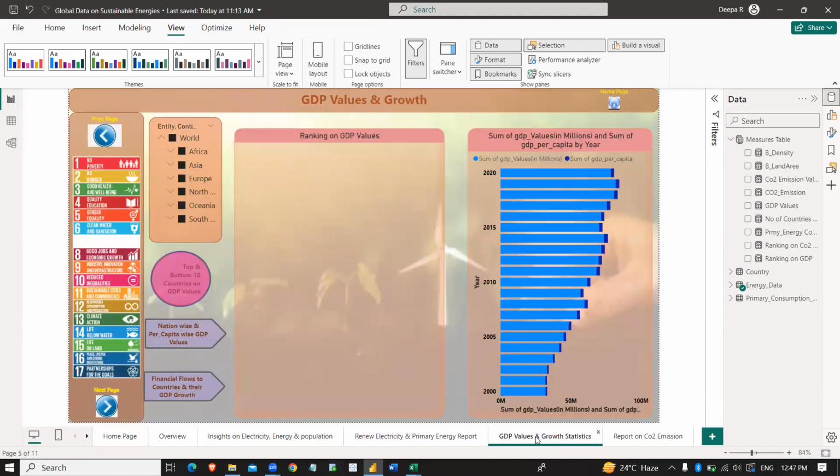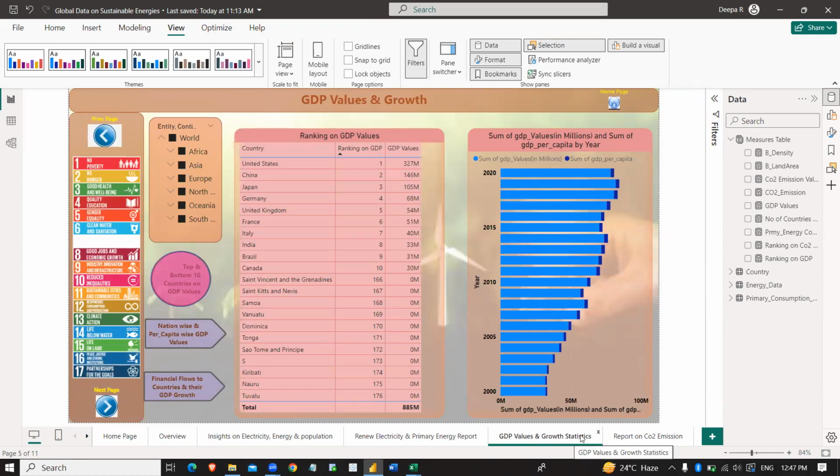Now we have moved on to GDP values and growth statistics. So earlier in my data set, I had only the growth values, not the GDP values. But when I tried to show it on the chart, or rank the countries according to the growth, what happened? The growth rate depends upon the size of the country. So the smaller countries had a higher growth rate compared to the bigger and more developed countries, which did not accurately show the ranks.